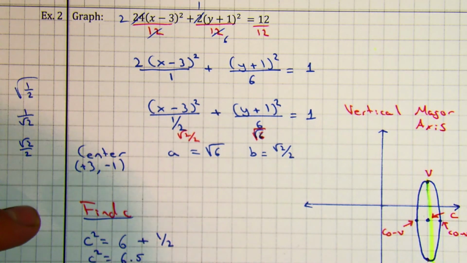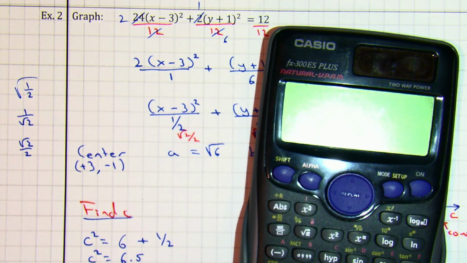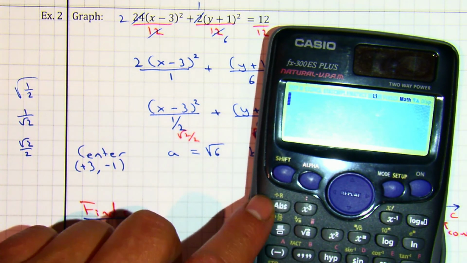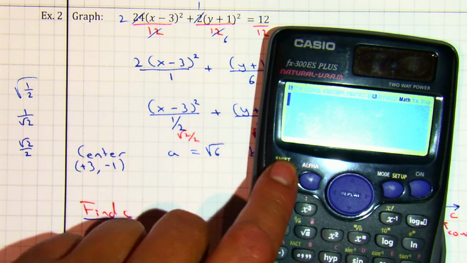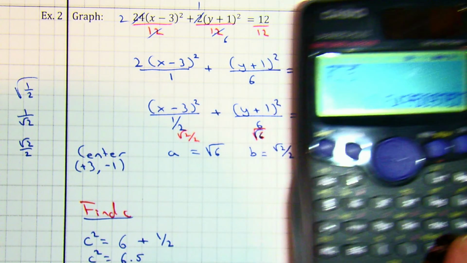And the square root of 6.5, C is approximately, and we can use a calculator or you can estimate it. Either one is fine. Usually on the test, I'll be giving you guys whole numbers, so you won't need a calculator. So we have the square root of 6.5. That will give you 2.54.